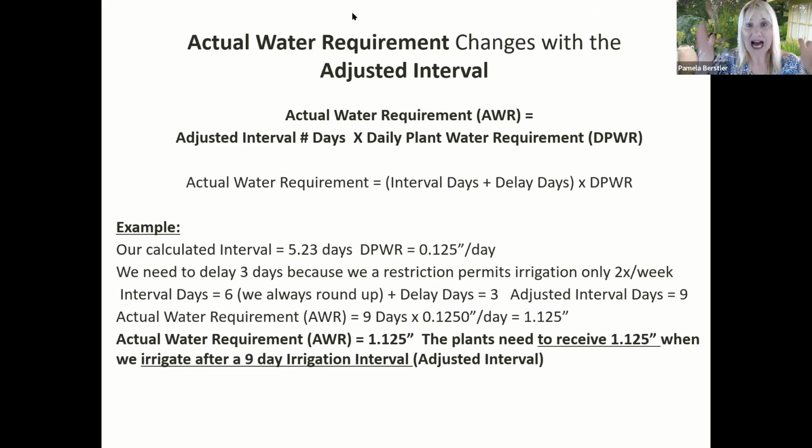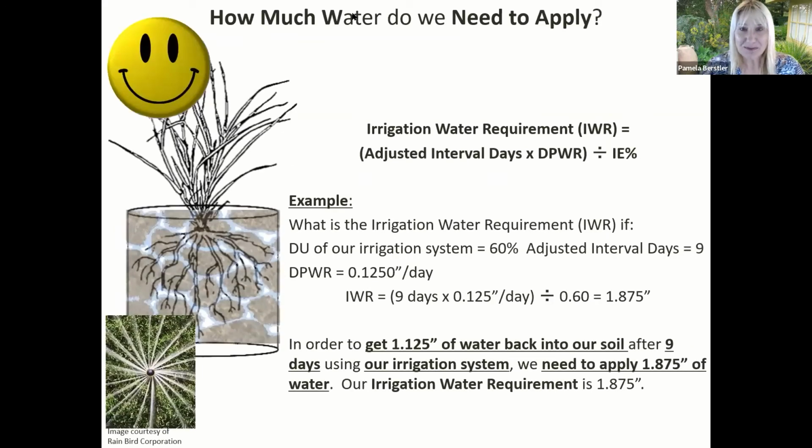So after a 9-day interval, we are going to irrigate, and we need to figure out how much water we have to put on the landscape in order to get the actual water requirement in. You with me? Hope so. Okay. This is going to depend on what do you think? What is the thing that always makes us have to apply more water to the landscape? Well, we have an irrigation system. And what do we remember about irrigation systems and their efficiency? That there's no such thing as a 100% efficient irrigation system.